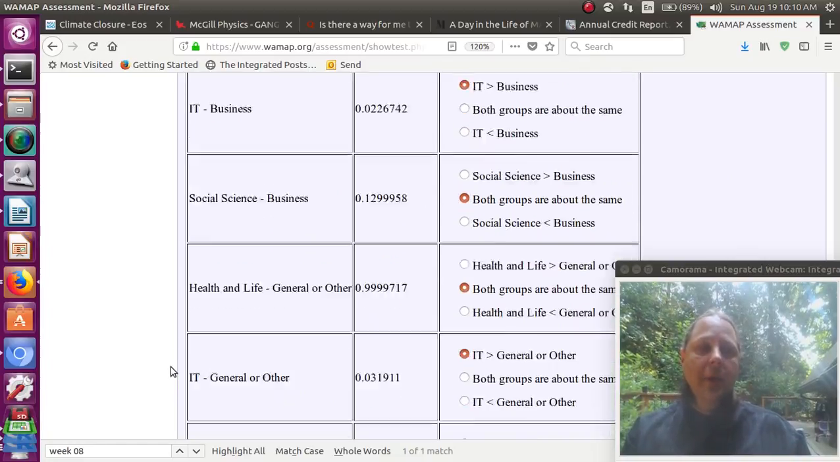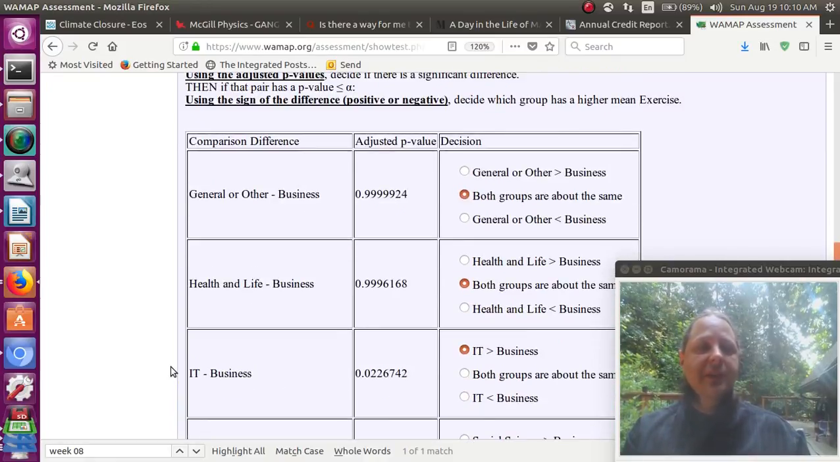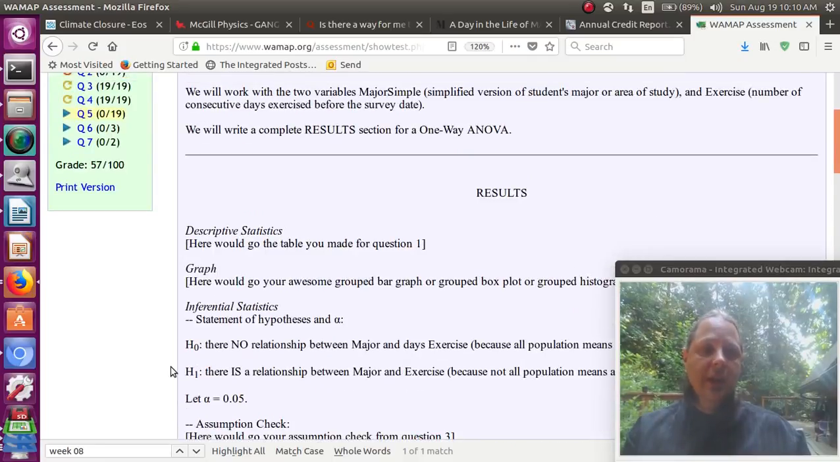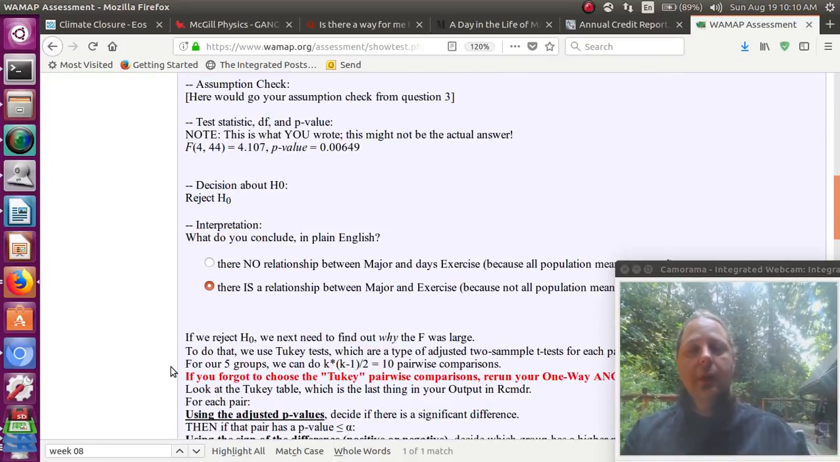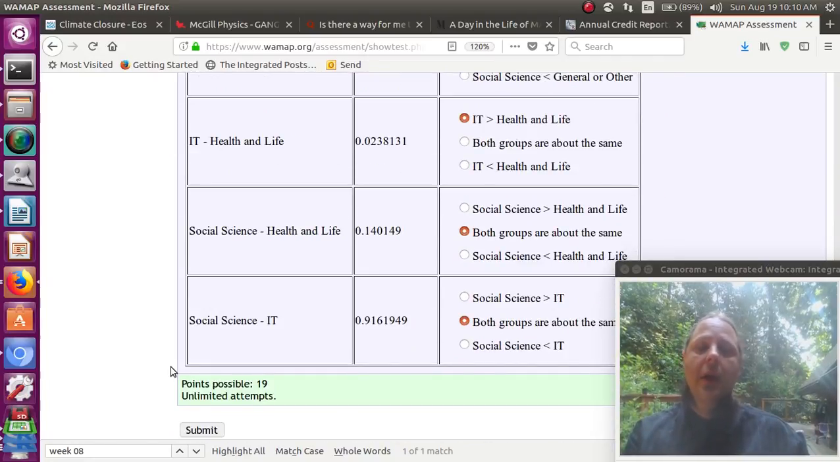And so what does this tell me? What it tells me is that people in the IT group are exercising, on average, more than everyone except for the social science group. Furthermore, there are no other differences. So I did an analysis, I rejected H0 and concluded that in the population, some major is exercising more or less than other majors. At least one pair is different. Then I ran a pairwise comparison and discovered that the reason is the IT people are exercising more on average.